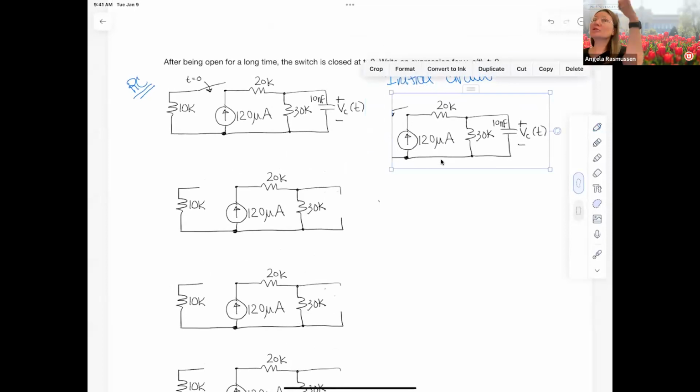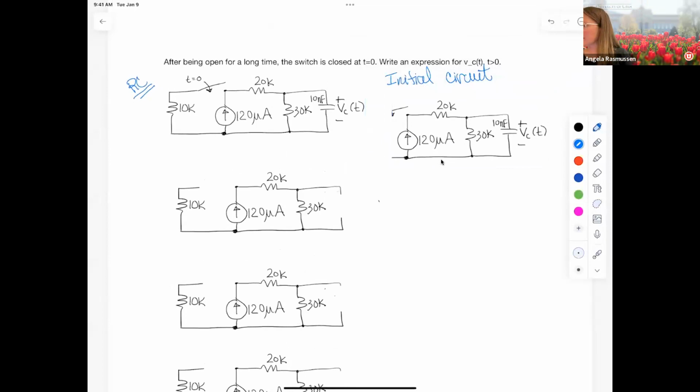I love the iPad because I can just copy and paste this. Okay, so that switch is open, so it's disconnected from the other side. And when something has been sitting for a long time, what is going to happen, and I'm going to replace this capacitor with something. What do I replace the capacitor with? An open, and why again? Why is it open here?